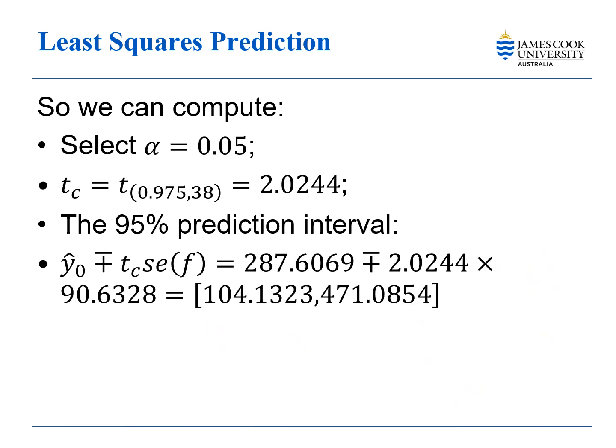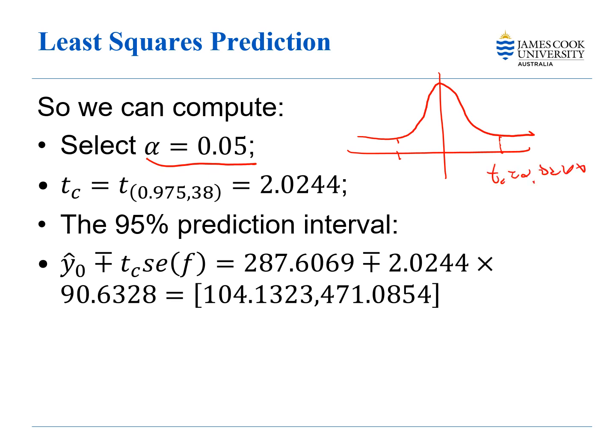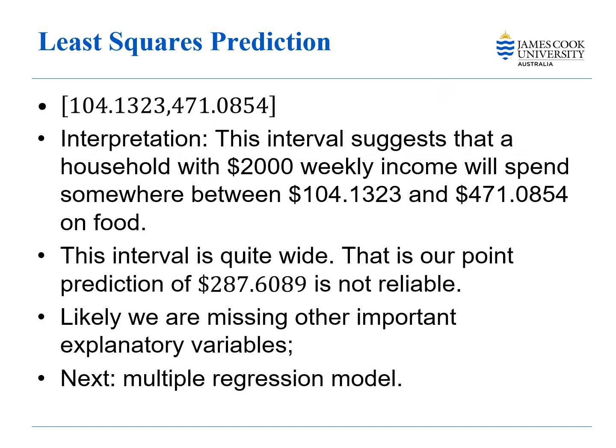Now let's select alpha to be 5% and find the critical value, which is tc equals 2.0244, or negative 2.0244. So we compute the associated prediction interval. So that's our 95% prediction interval.